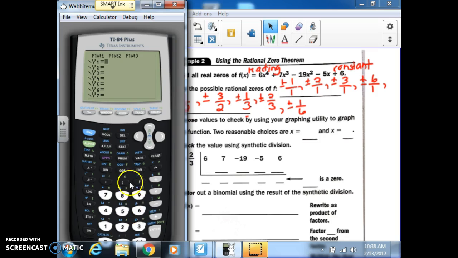So we have 6. And this calculator, it looks like the new version, but it's really the old version. That's why I have to use that caret button and parentheses. Okay, 6x to the fourth plus 7x cubed minus 19x squared minus 5x plus 6. All right, double check I have everything right.